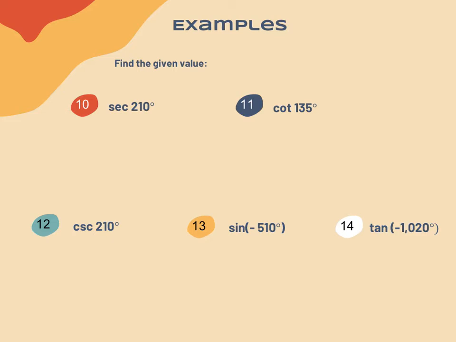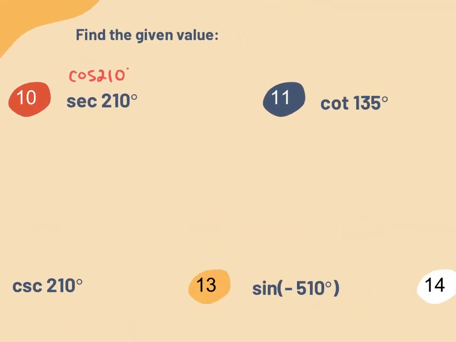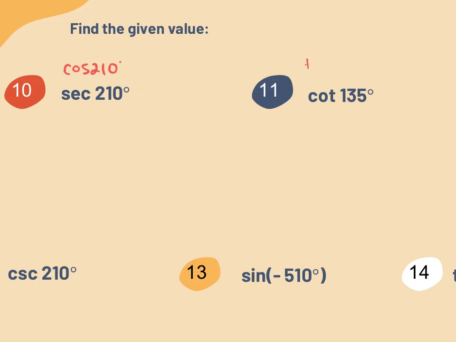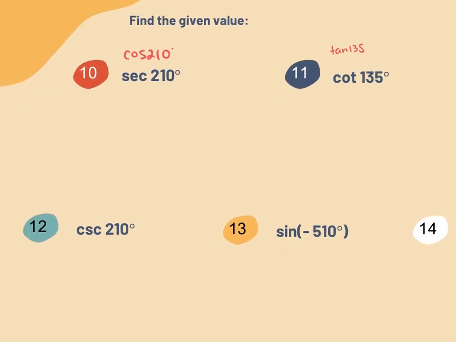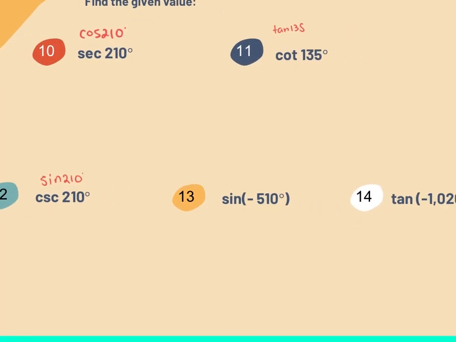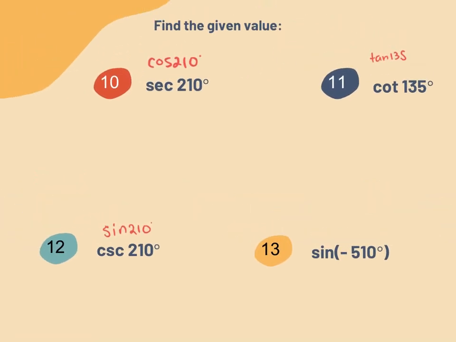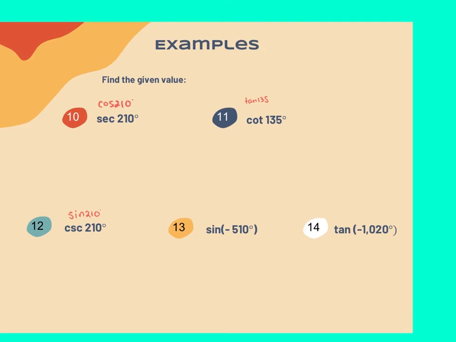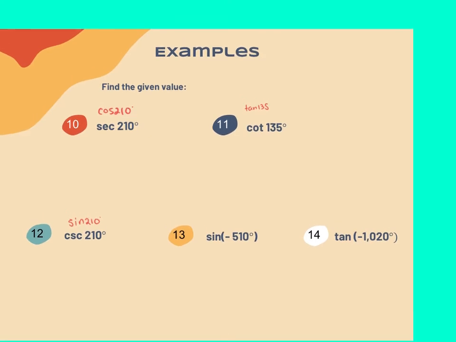All right, now we've got reciprocal functions, right? So for 10, I'm going to find what and then flip it? Cosine. So I'm going to treat this as though I'm looking for cosine of 210, and then in the end, just flip it. How about 11? Tan of 135, and then flip it at the end. 12. Sine of 210, and then flip it at the end. And then I want you to do 10, 11, and 12. And then I'll do 13 and 14 with you, but do 10, 11, and 12.